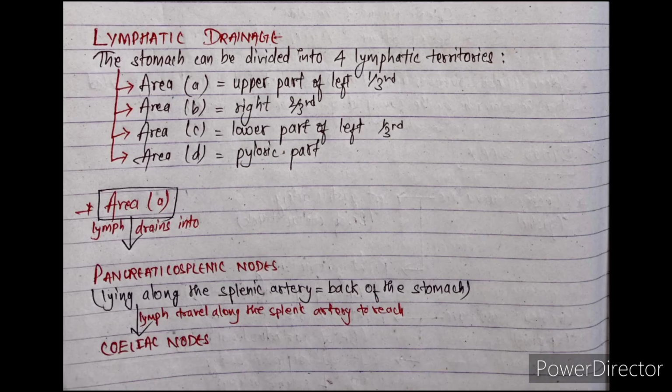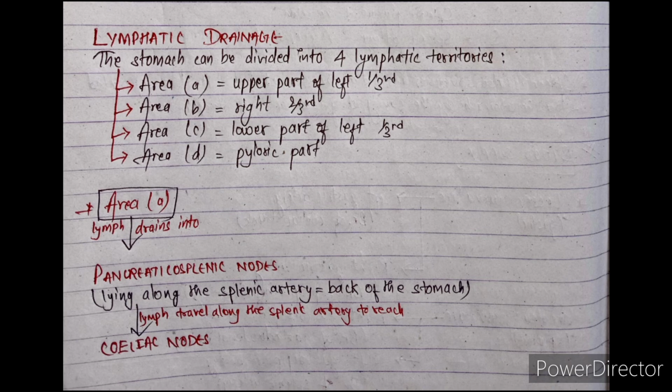Now let us see the summary. So we talked about the lymphatic drainage. So the stomach can be divided into 4 lymphatic territories, that is area A, which is the upper part of left 1/3 of the stomach, area B, right 2/3, area C, lower part of left 1/3, and area D is the pyloric part.